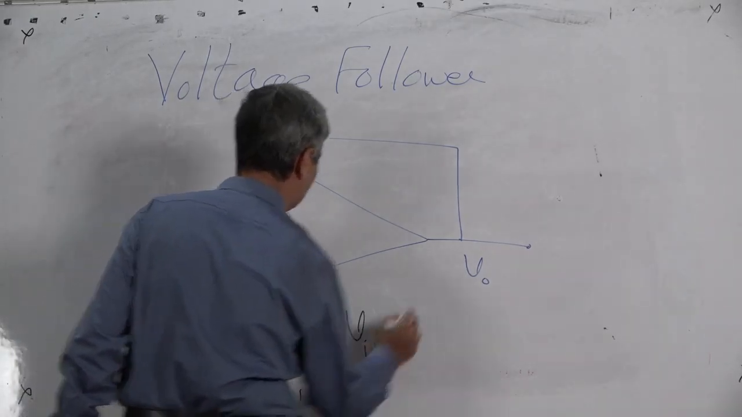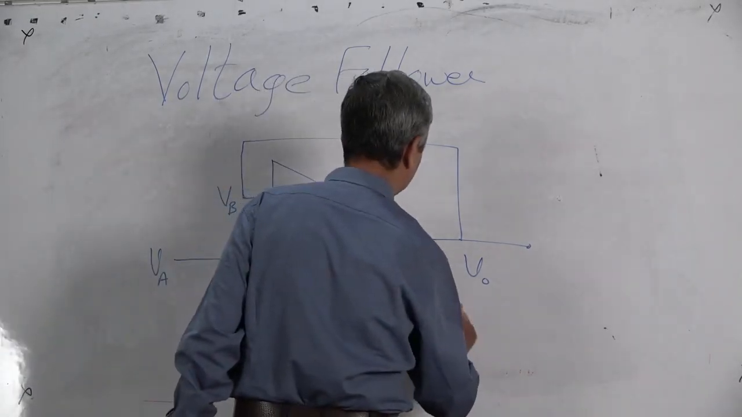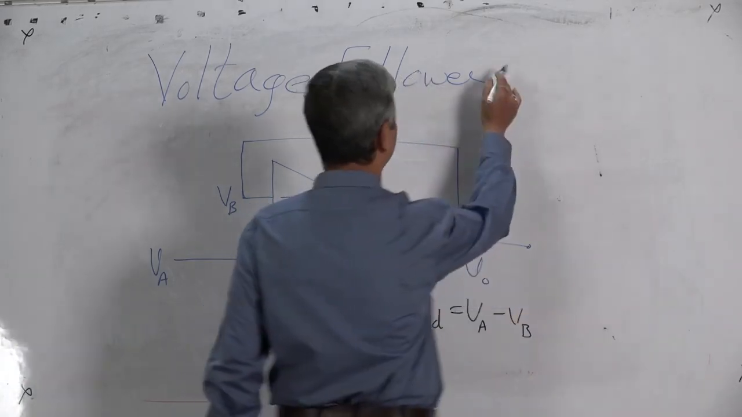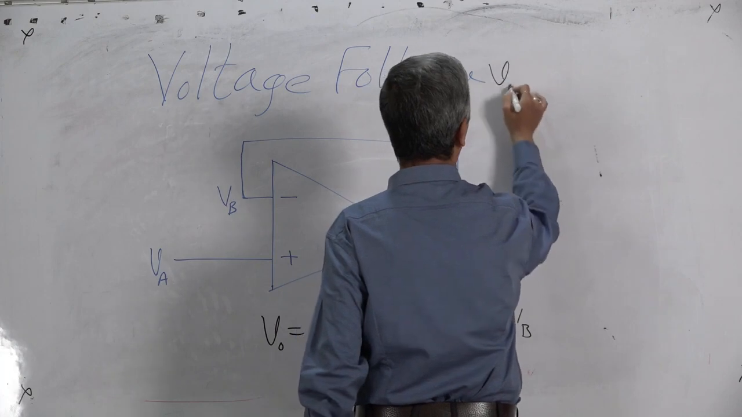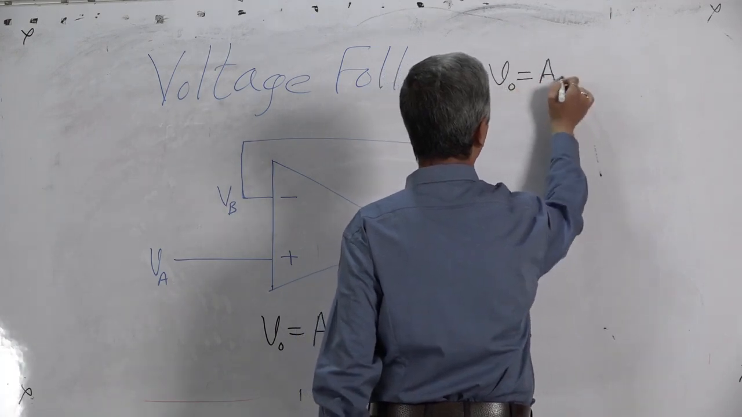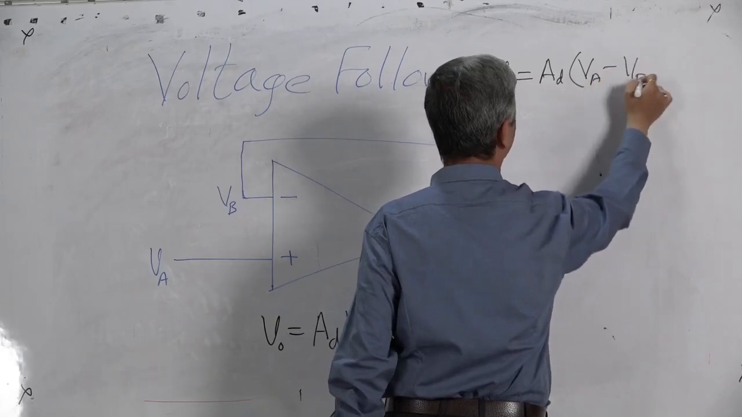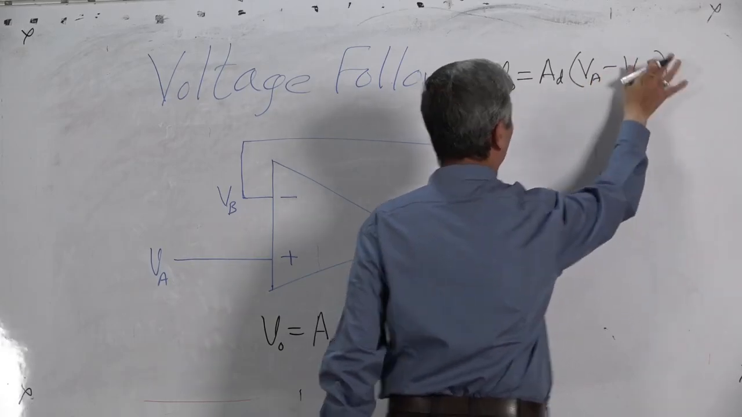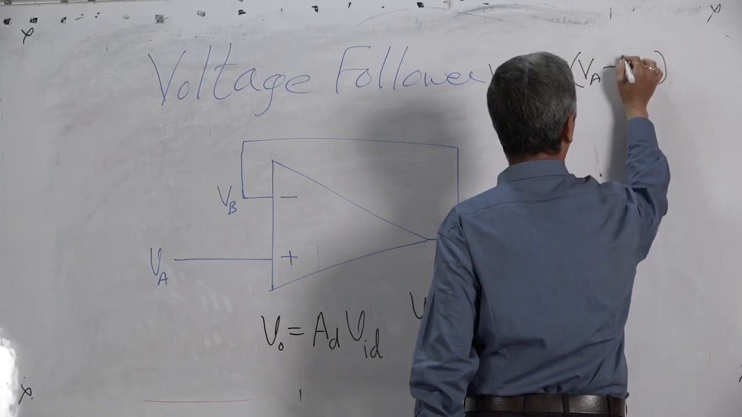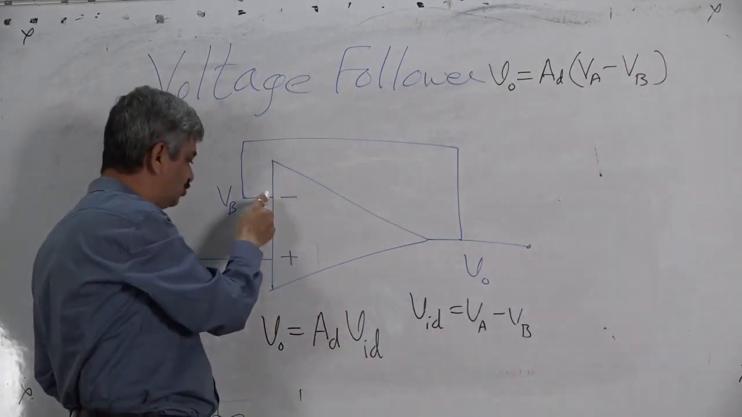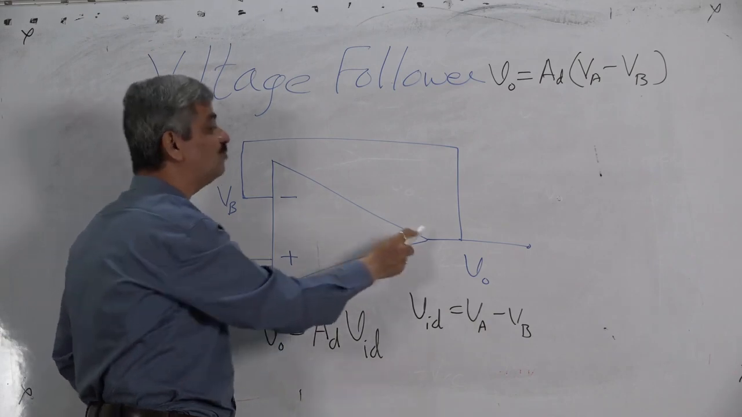VID is VA minus VB. So I write the full equation. VO is equal to AD into VA minus VB. It is the equation because of the amplifier. Because what happens in an amplifier? Inputs of the amplifier define the output of the amplifier.